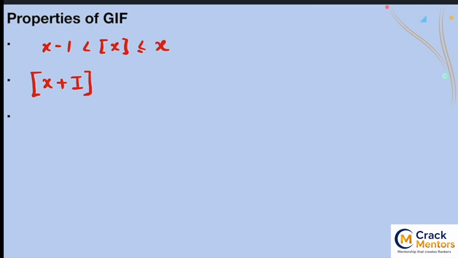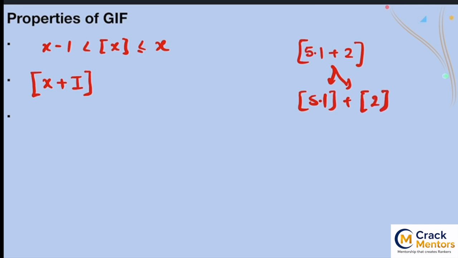Greatest integer of x plus an integer. x can be any number, right? So for instance, let's take 5.1 plus 2. We can clearly break it as greatest integer of 5.1 plus greatest integer of 2. What will be the greatest integer of 2? It will be 2 itself. And this is 5. So the final answer will be 7.